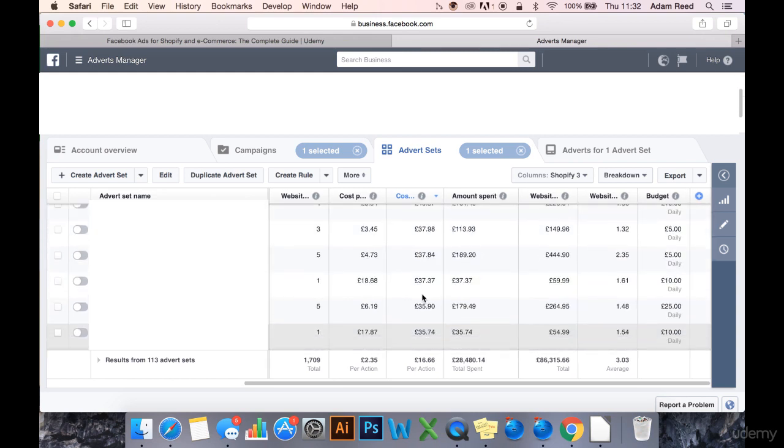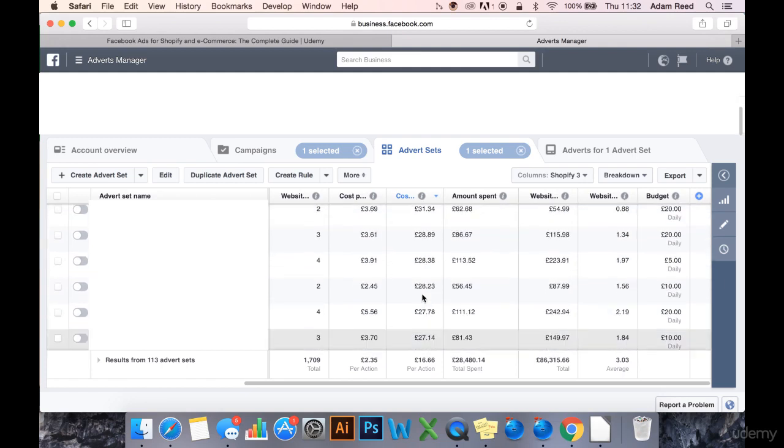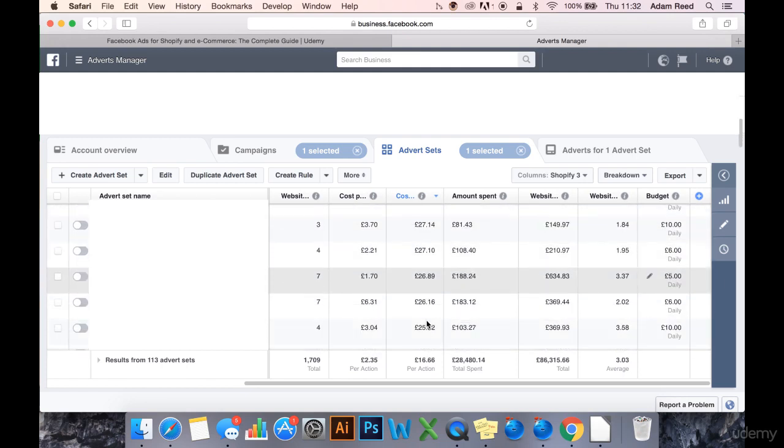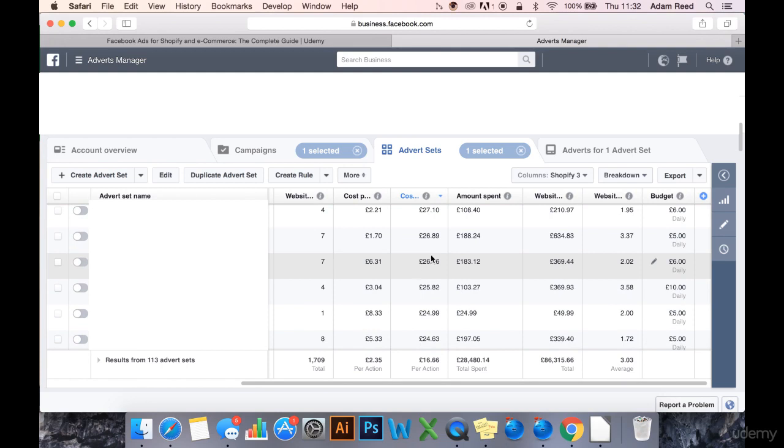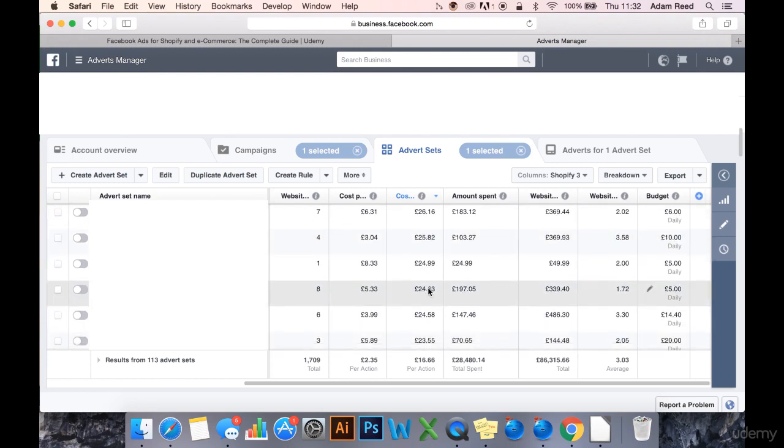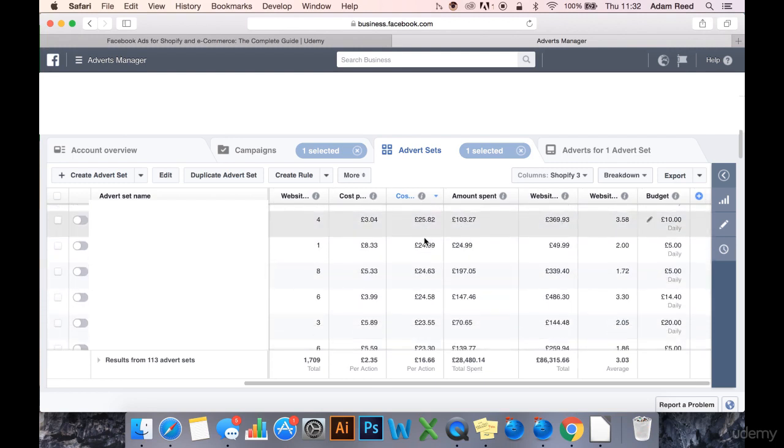So anyway, all I would do is go through all of these and just kill every single one until I get to my magic number, which I said was 26. So everything above this I would have killed, and then I'd have a look at how the others are doing.